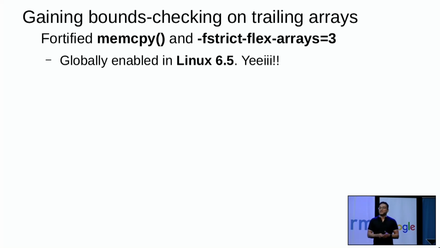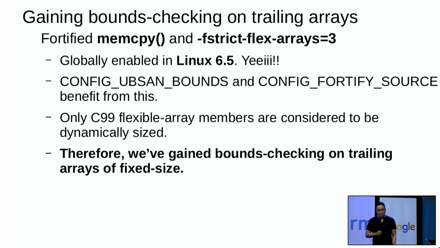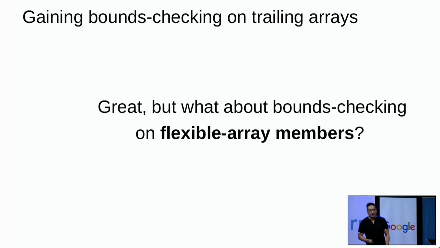This compiler option was enabled in Linux 6.5, so that was great. These benefits UBSAN bounds and FORTIFY_SOURCE. Now in the kernel, only C99 flexible array members are considered variable length objects, and that is great. We've gained bounds checking on trailing arrays of fixed size, right?